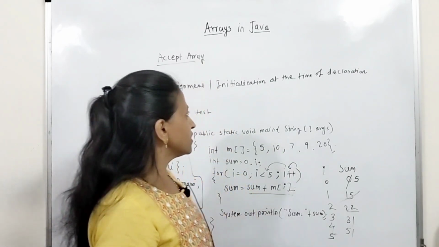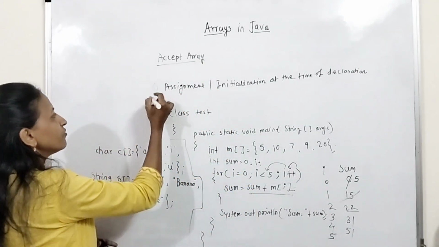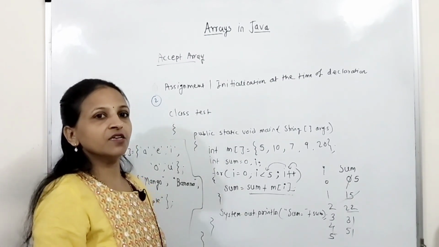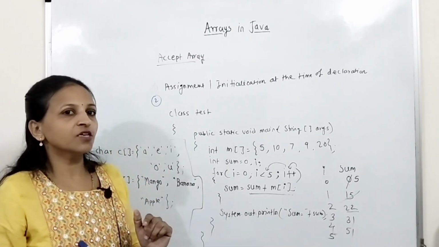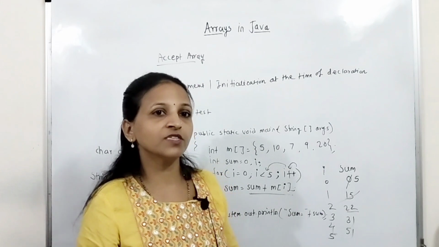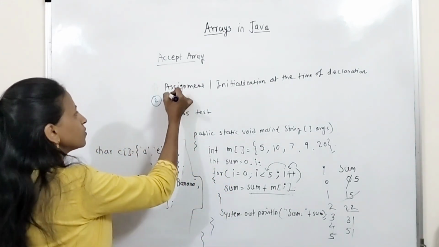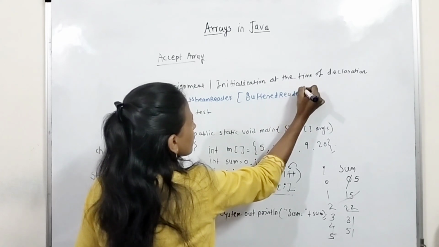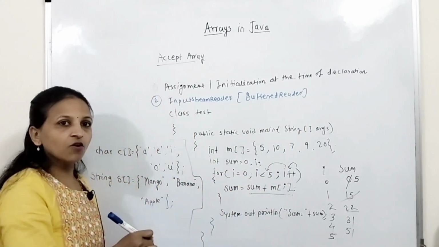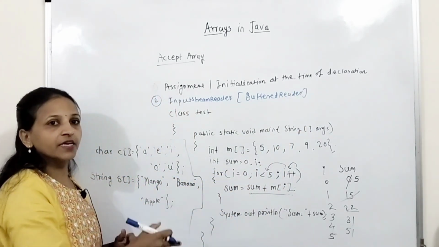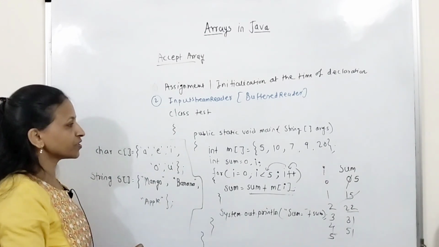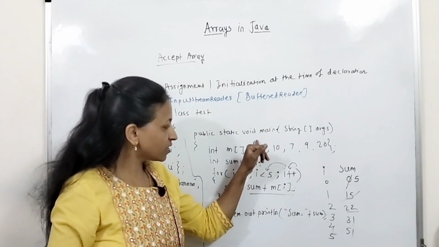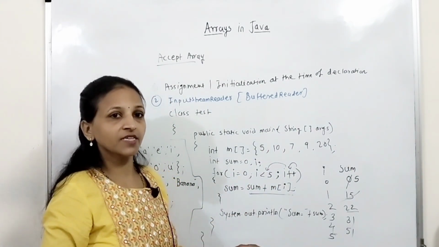Now the second way is, if you want to accept an array using InputStreamReader. Actually, not only InputStreamReader, we have to use the BufferedReader class. This is the second way we can access array elements. Scanner class you can also use, but before that I am just explaining this InputStreamReader, with the same program.